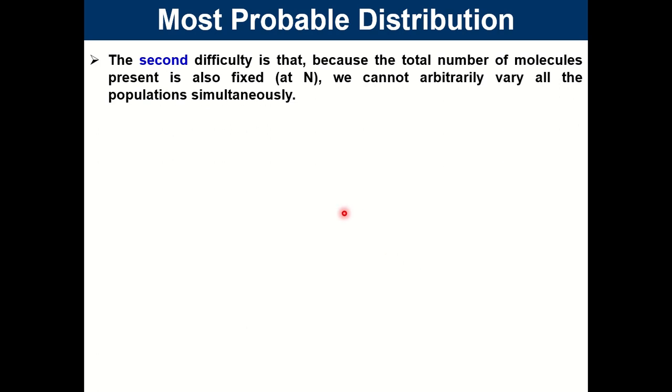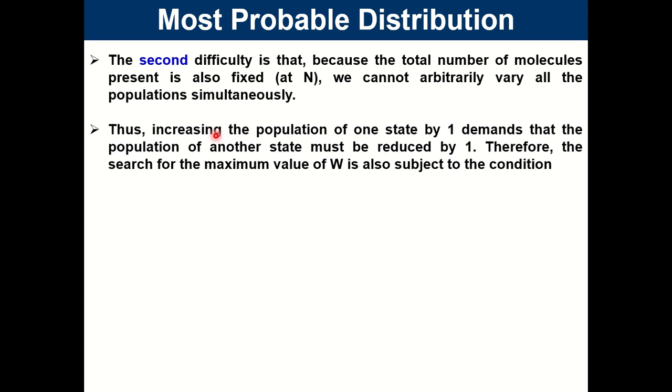So the second difficulty is that because the total number of molecules present is also fixed, N is fixed, we cannot arbitrarily vary all the populations simultaneously. Thus, when you increase the population of one energy level by one, it also means that there must be a decrease in the population of another state. So this is the consideration that will also come into the picture.